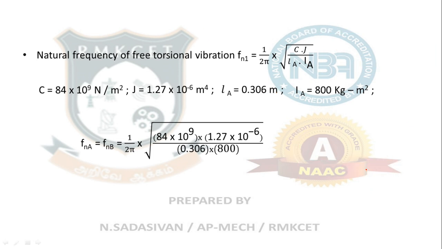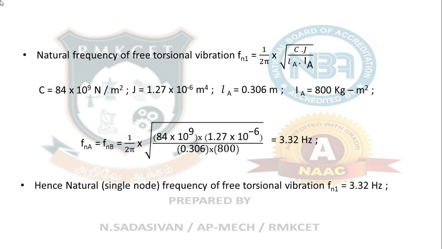So you can blindly take the larger value of length for the single node condition. The other value of LA is 0.0068, the smaller value; you take it for the two node condition. Put all the numbers into this: this is your C, J, LA, IA. Solve it, and you will get 3.32 Hz natural frequency of the single node configuration. So the single node frequency of torsional vibration FN1 is 3.32 Hz.